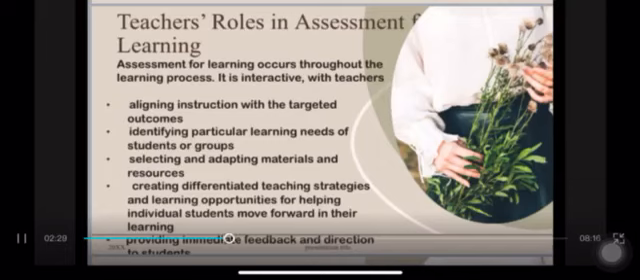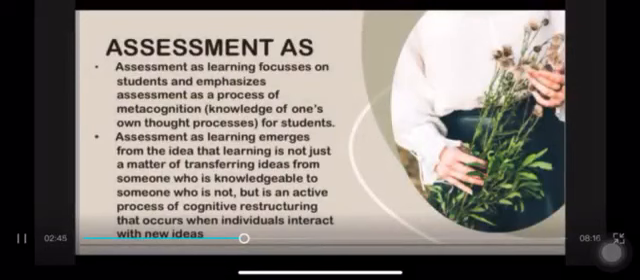So, kailangan na natin yan gawin upang sa ganun we'll be able to help our students to move in their learning. At the same time, we need to provide immediate feedback and direction to students, which is we're going to give feedback about their learning. So next is the assessment as learning.